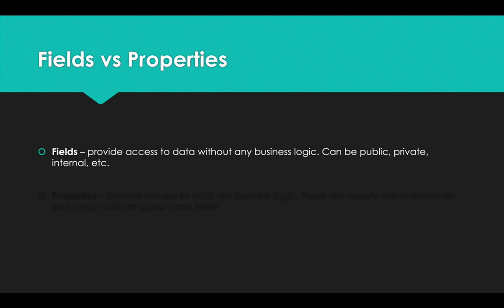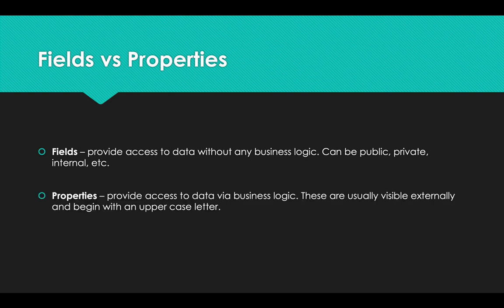These things can be public, they can be private, they can be internal, and they provide just basic access to the data. So these things are functionally equivalent to a variable, except they might be associated with either a type if it's a static, or an instance of the class or an object if it's non-static.